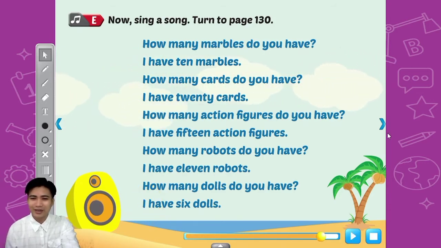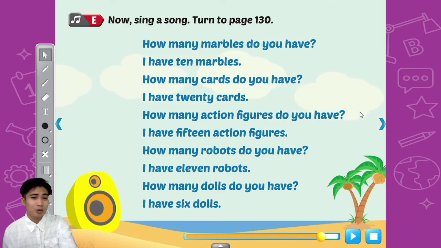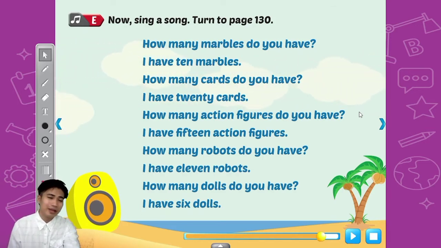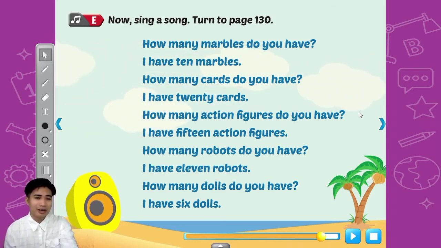All right. Okay, so that's it. That's our song for this lesson. So what is the song all about? It's all about asking how many cards or marbles or action figures. So in short, the song is all about asking how many do you have.